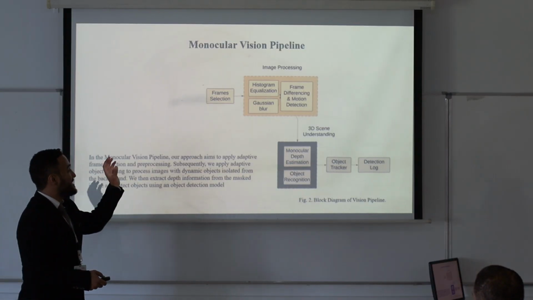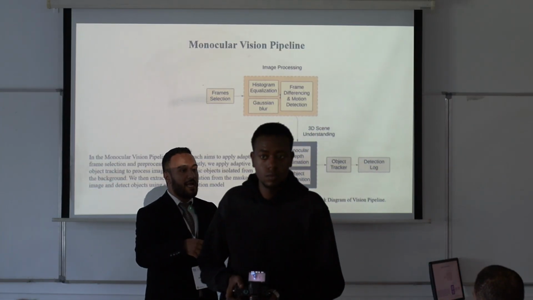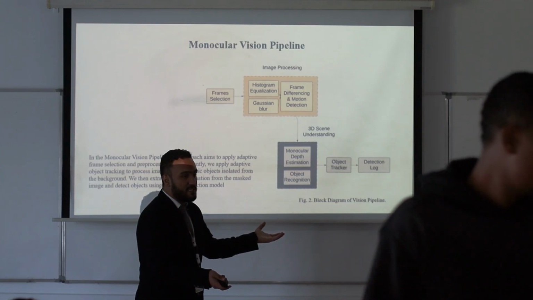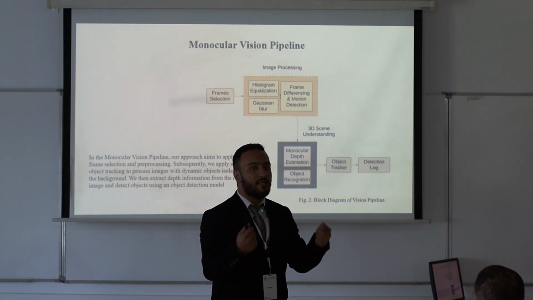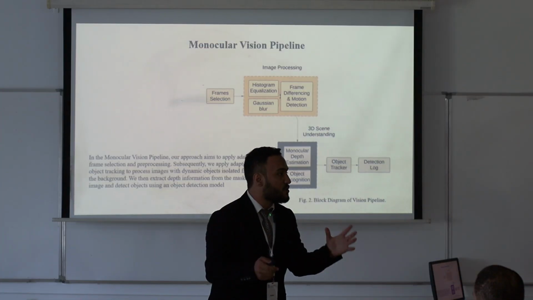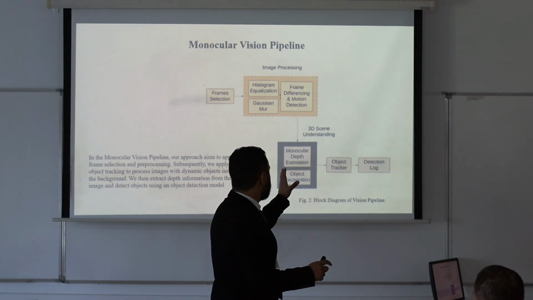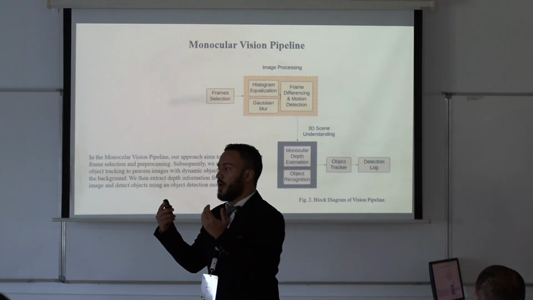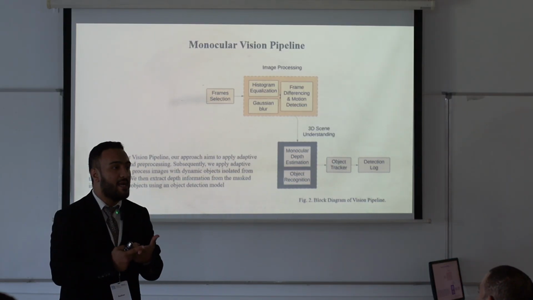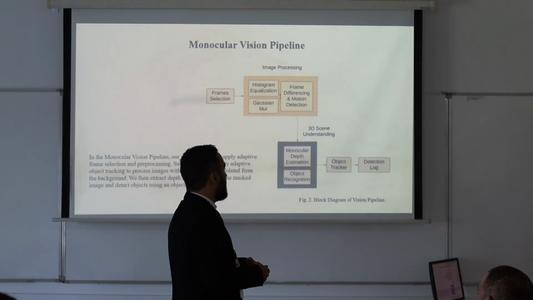So we select frames from the camera input and do what is called frame differencing and motion detection. We mask the region of the dynamic objects and dynamic information, so we can apply the 3D understanding section to these regions only. That makes it more real-time and more lightweight to perform.